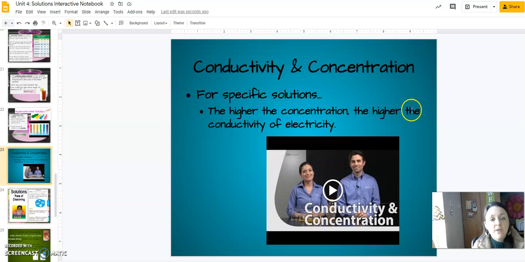And lastly, we're going to talk about conductivity and concentration. The more concentrated your solution is, the more conductive it will be. So if you have a really, really concentrated solution of, say, salt and water, it's going to light up a light bulb or conduct electricity better than a solution that doesn't have very much salt in it. So the more concentration, the more solute you have in your solution, the better it's going to conduct electricity.